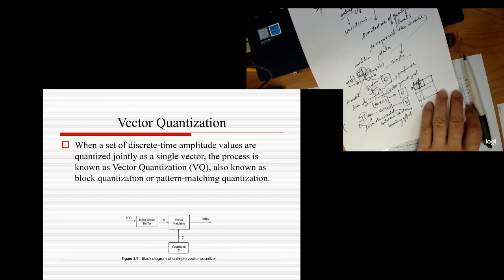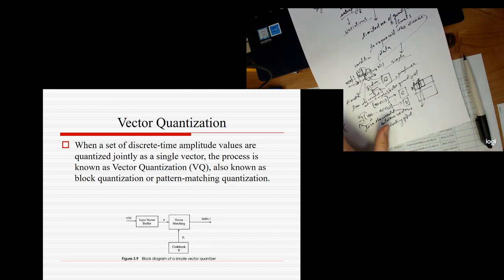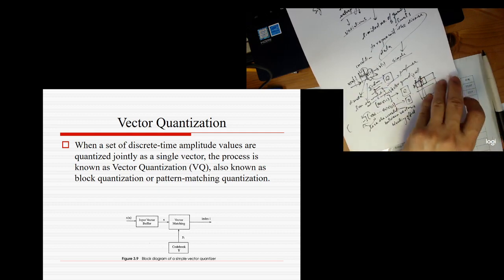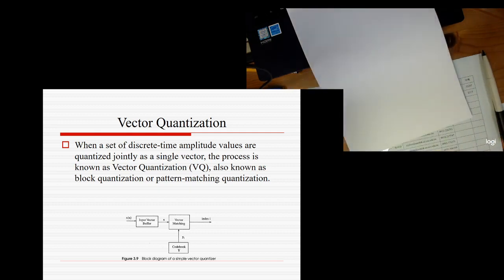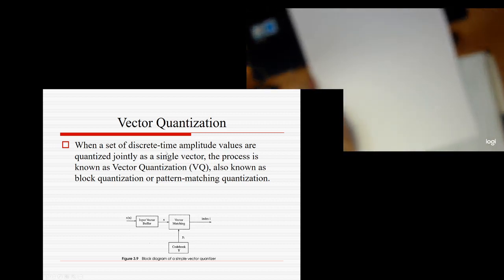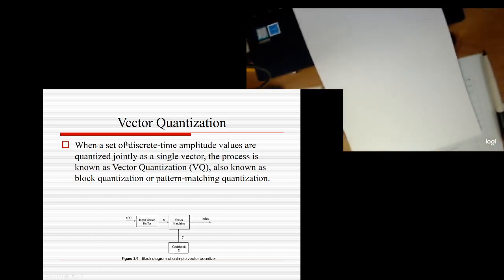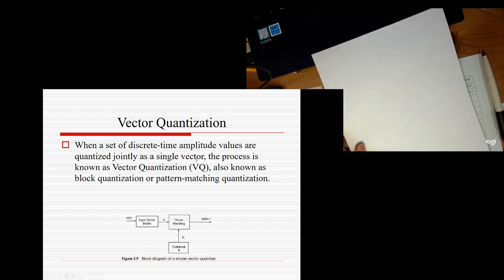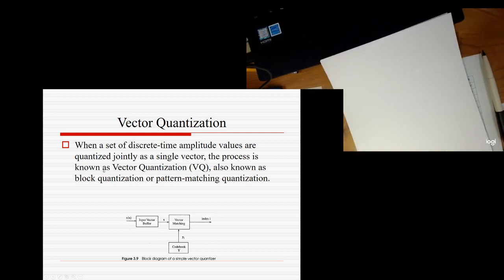Okay, so the basic idea of vector quantization: a set of discrete-time amplitude values, a group or vector of them, is quantized jointly as a single vector. This process is known as vector quantization, sometimes also called block quantization or pattern matching quantization. Your input data becomes a vector, and then vector matching is done.